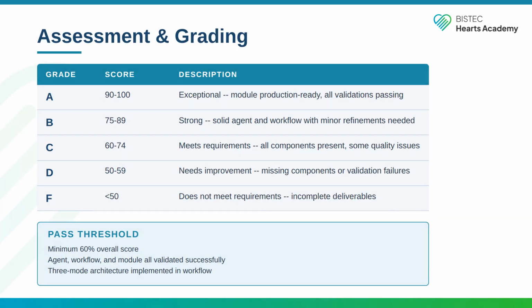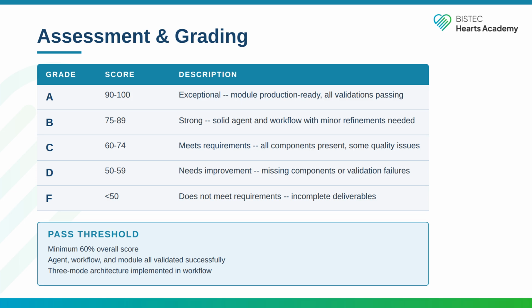The grading scale follows the same A through F pattern as month 1, with criteria reflecting the increased complexity of month 2. An A, 90 to 100, means your module is production ready. All validations pass. The agent has a clear, well-designed persona with comprehensive commands. The workflow implements all 3 modes correctly. The module package is complete, well-documented, and integrates smoothly with BMM core.